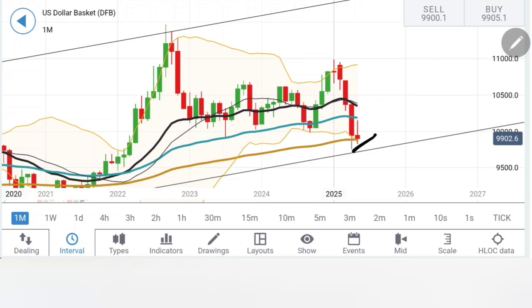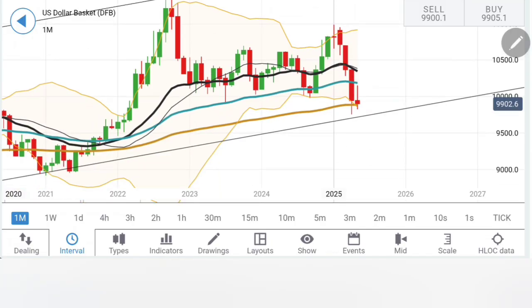Or are we looking forward to a breakout move below this channel where it is going to head towards 95 and lower levels? What should be our strategy in order to profit trading the dollar index, associated currencies and commodities? We're going to see with the help of charts and indicators.